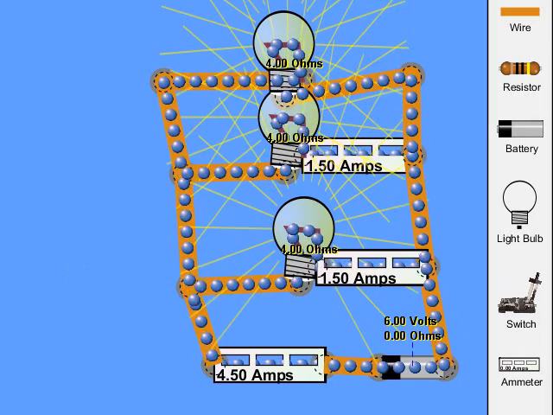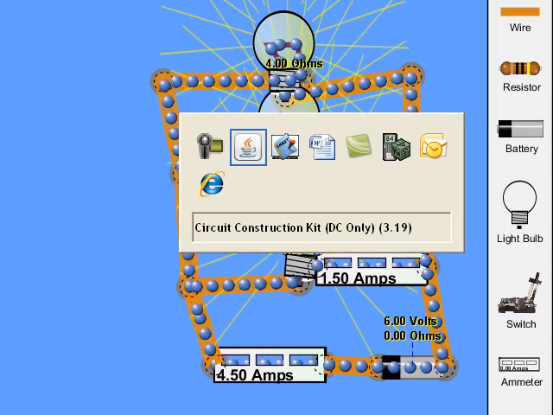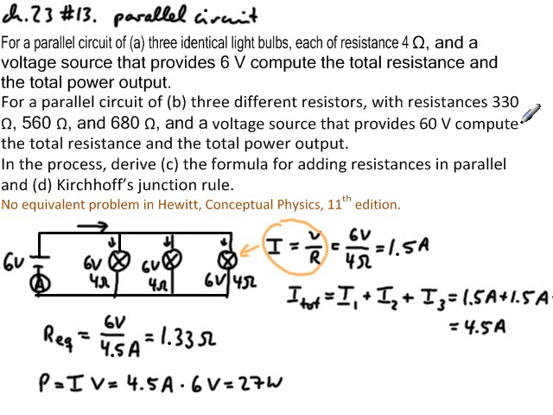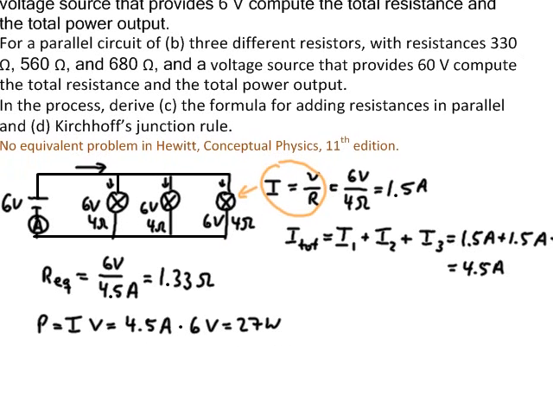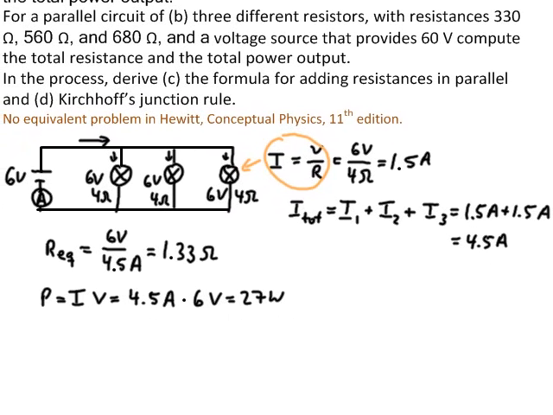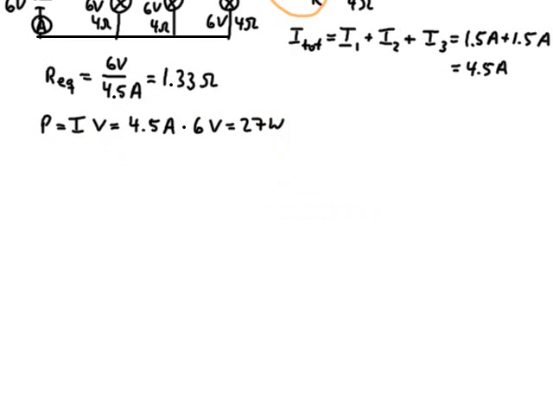Okay, let's go back to the other part of the problem. So here it says for a parallel circuit of 3 different resistors with resistances 330 ohms, 560 ohms, and 680 ohms, and a voltage source that provides 60 volts, compute the total resistance and the total power output. So the circuit is going to look as such. I think I need a little bit more space here.